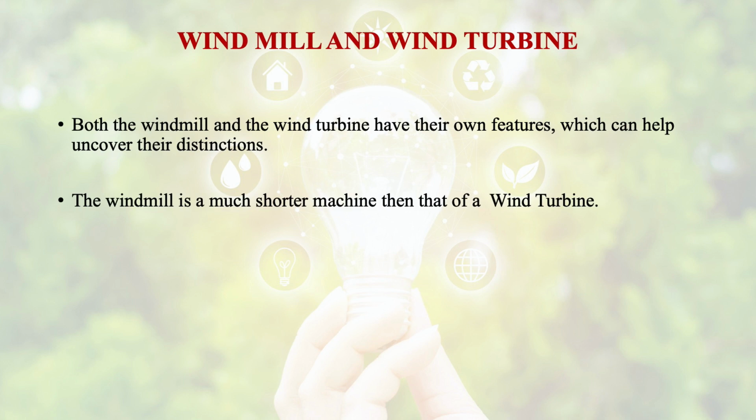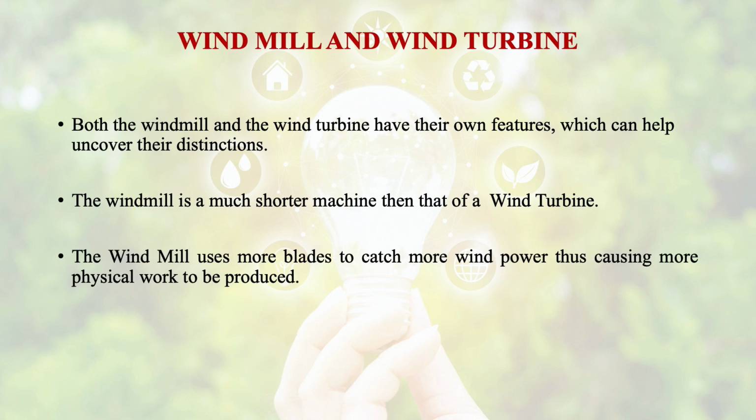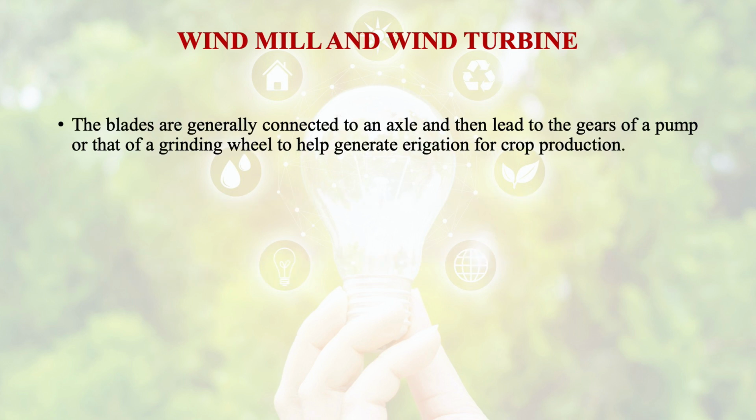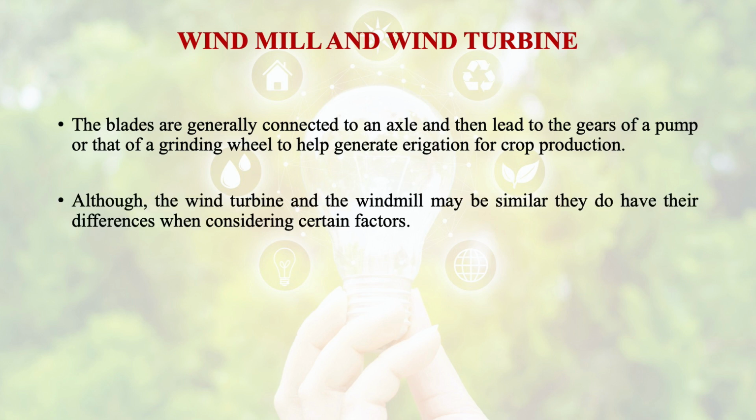The windmill is a much shorter machine than a wind turbine. The windmill uses more blades to catch more wind power, thus causing more physical work to be produced. The blades are generally connected to an axle and then lead to the gears of a pump or that of a grinding wheel to generate irrigation for crop production. Although the wind turbines and the windmill may be similar, they do have their differences when considering certain factors.